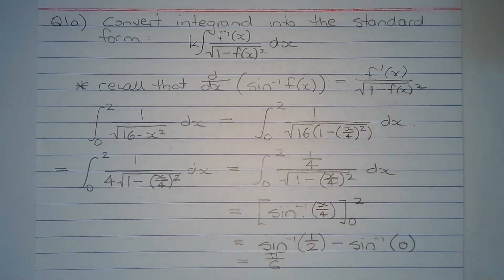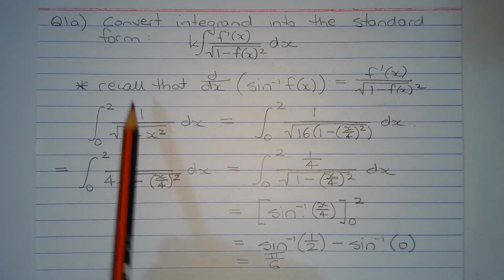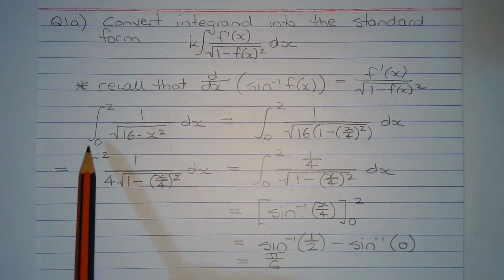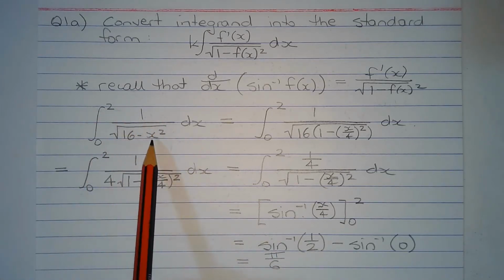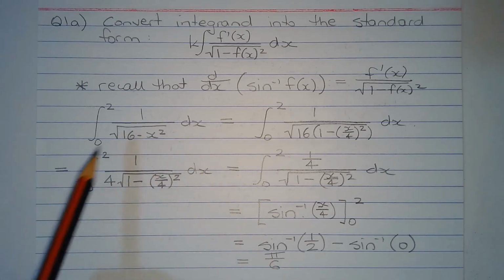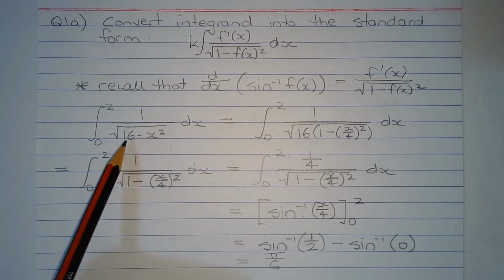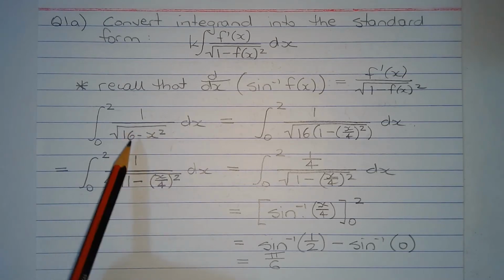Now the question is to find the definite integral from x equals 0 to x equals 2 of 1 over the square root of 16 minus x squared dx. So we want this 16 to turn into the number 1. I'm going to do that by factorising 16 out from the expression 16 minus x squared.